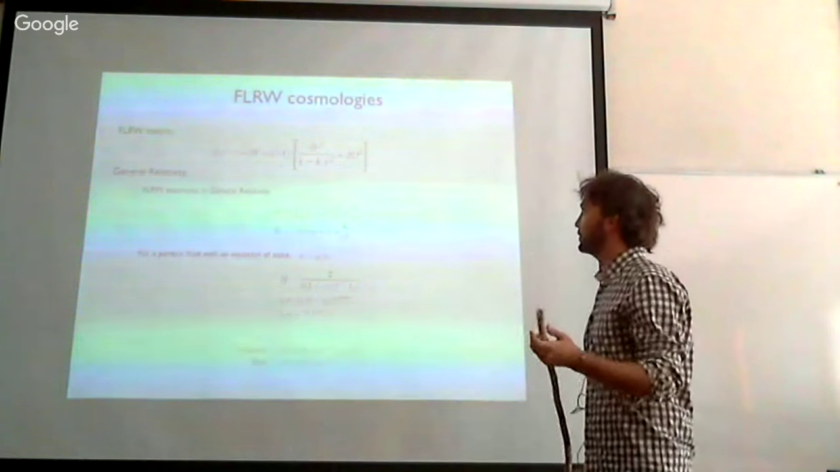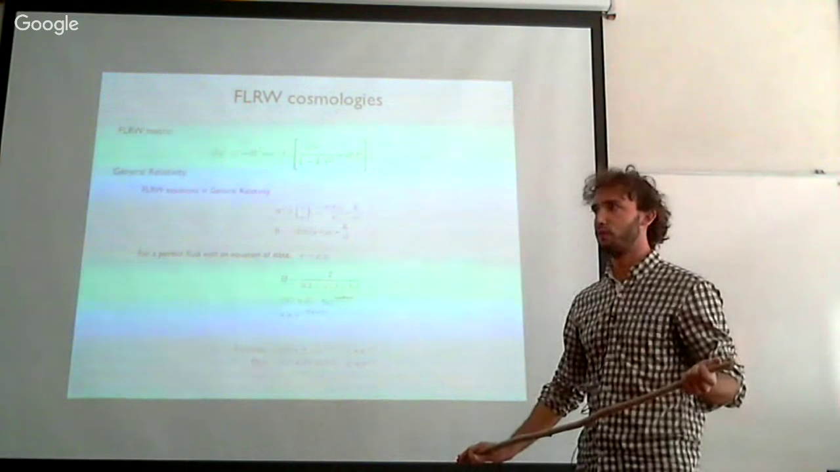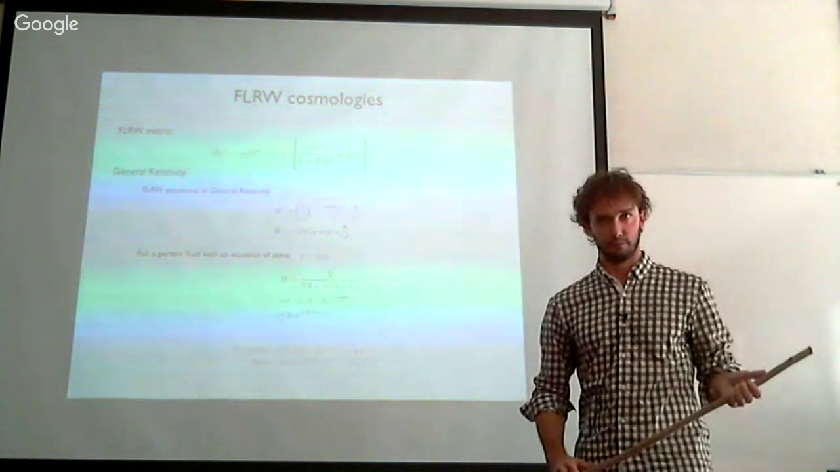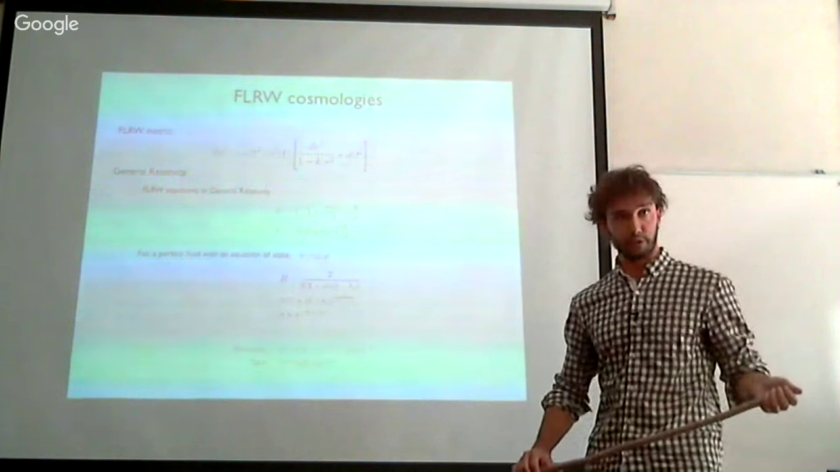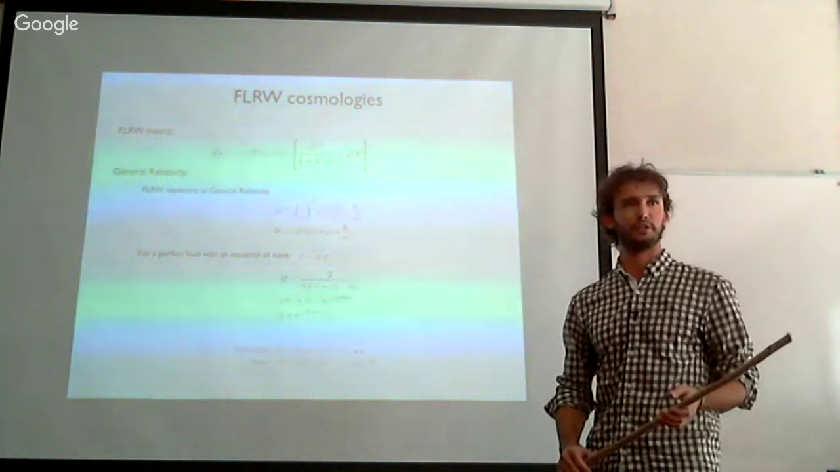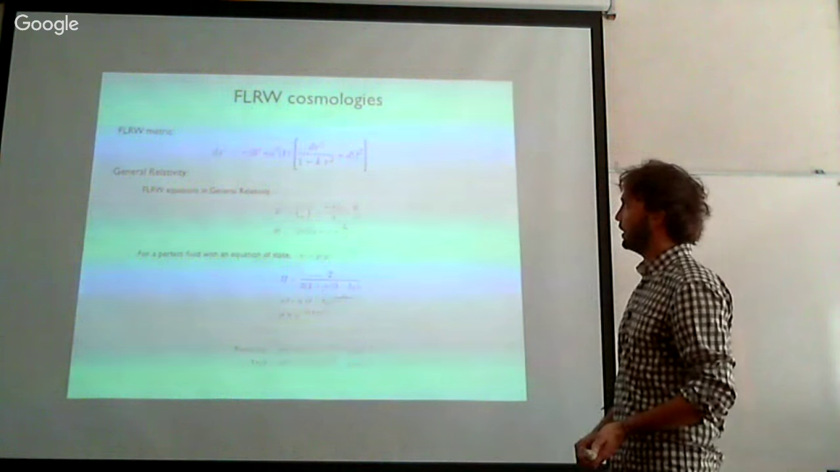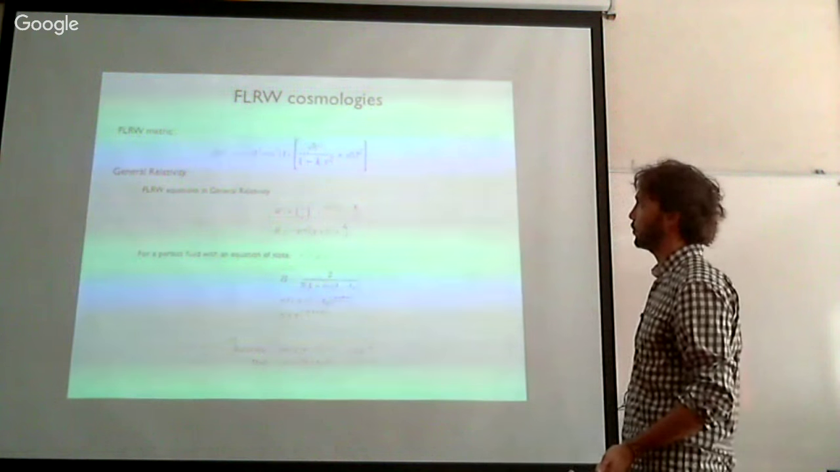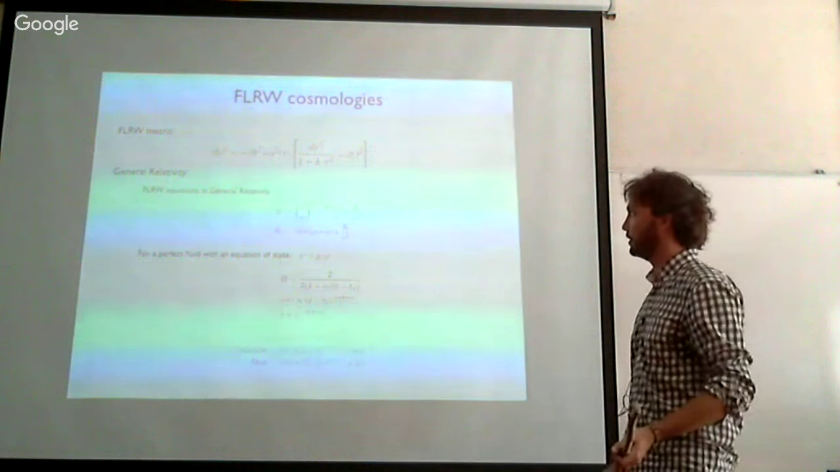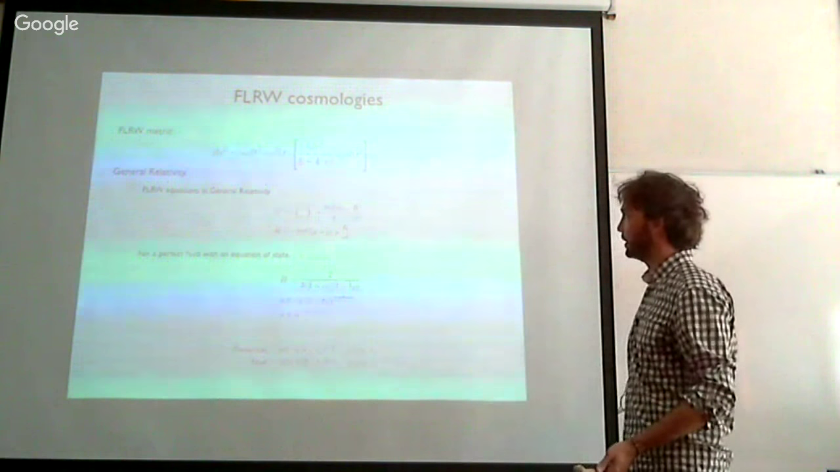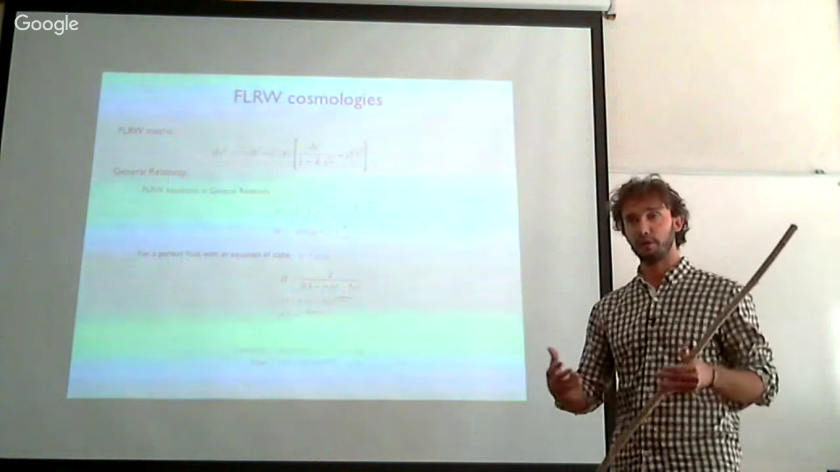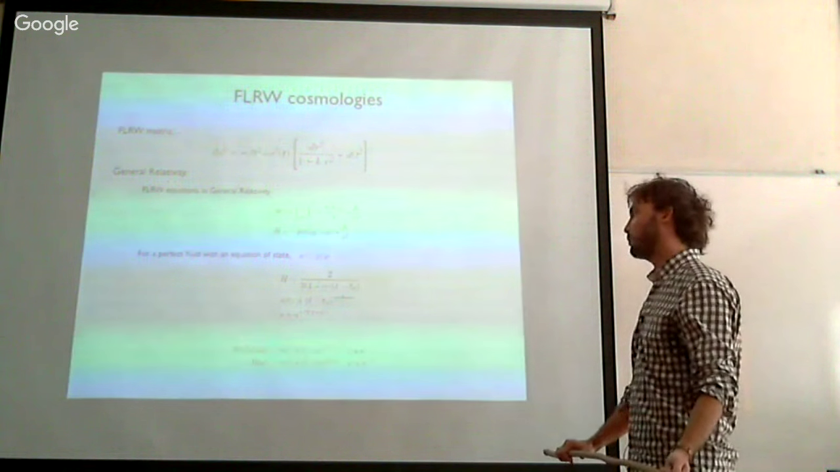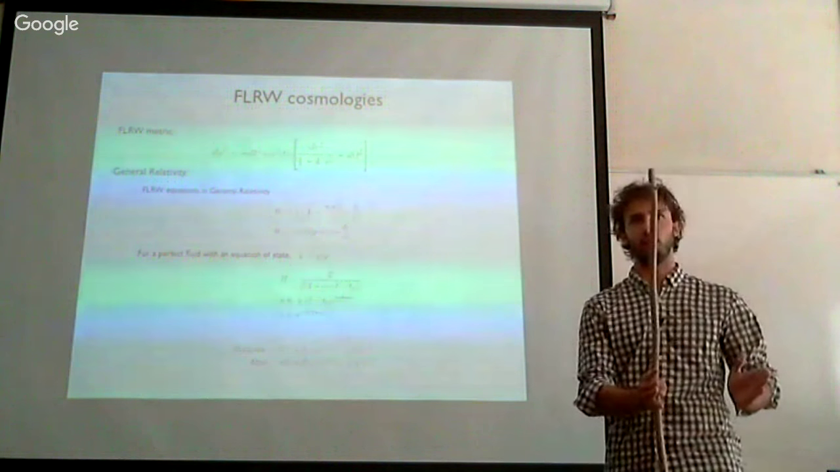So let's start with a brief review of what we have in our hands. Basically, we think that our universe is well described by the Friedmann-Lemaitre-Robertson-Walker metric, so we think that at large scales the universe is homogeneous and isotropic. And assuming this principle, the cosmological principle, the metric that describes this is the Friedmann-Lemaitre-Robertson-Walker metric. Then, if you introduce this metric in the general relativity equations, you get the Friedmann equations that describe how the expansion of the universe evolves.